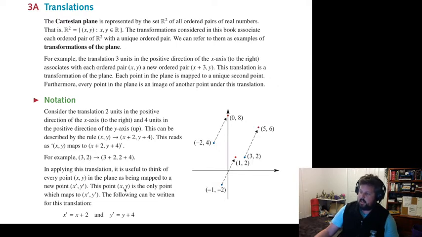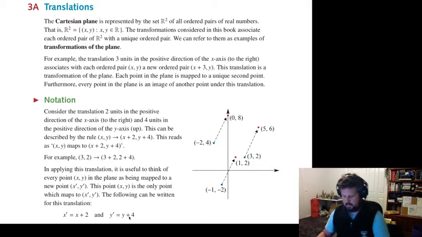It says this point x, y is the only point which maps to x dashed, y dashed, and this can be written for the translation. So again, here where we've had what it maps to, x plus 2 is the new x value, and the new y value is y plus 4. Here's how you can write it. The x dashed is x plus 2, and the new point y dashed is going to be equal to y plus 4. So that's sort of the terminology that's being used there.